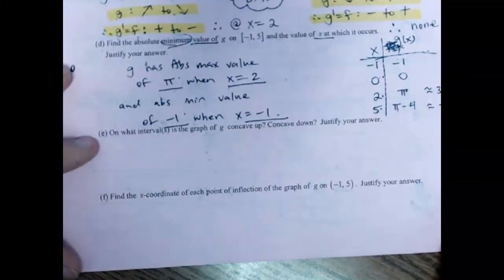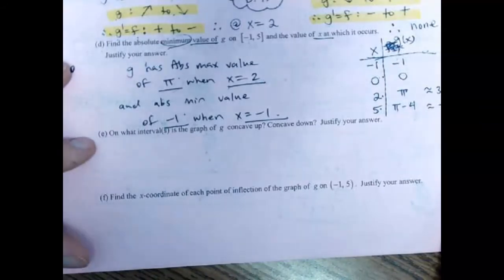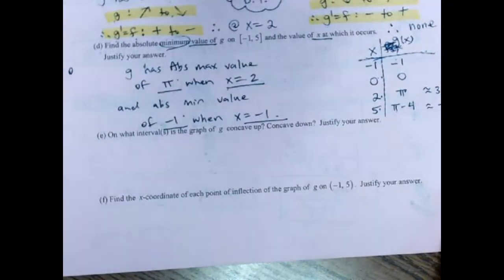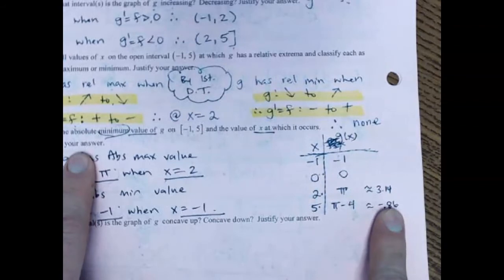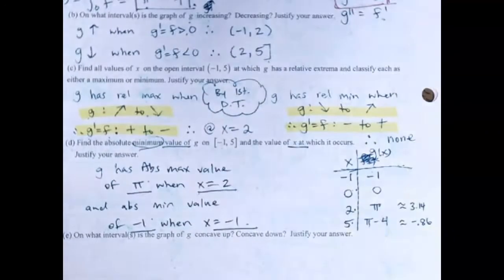Part E. On what intervals is the graph of G concave up? And then where is it concave down? And of course, we're going to justify our answers, right? We always justify our answers. The table is the justification work. The table is not the answer. The table is the justification. This is the answer. The table is the justification.